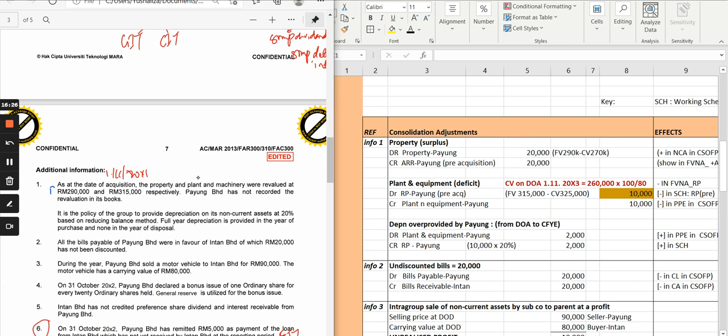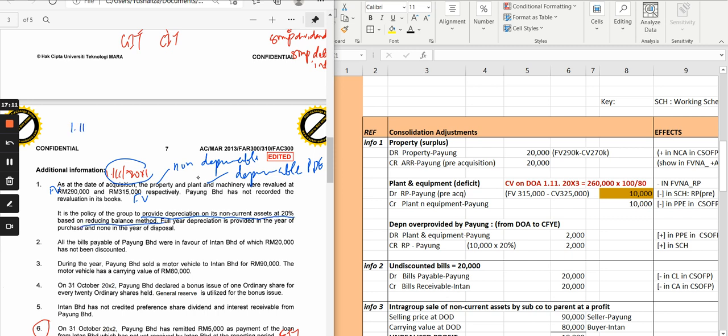So this is the fair value on 1st of November for the property, 290,000, and the plant and machinery were revalued at 315. Property is a non-depreciable asset, and plant and machinery is a depreciable asset, depreciable PPE. Payung has not recorded the revaluation, so this is the unrecorded revaluation, and the group policy is to provide depreciation on its non-current asset at 20% reducing balance method.